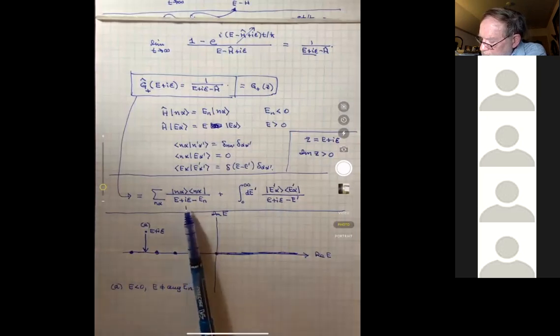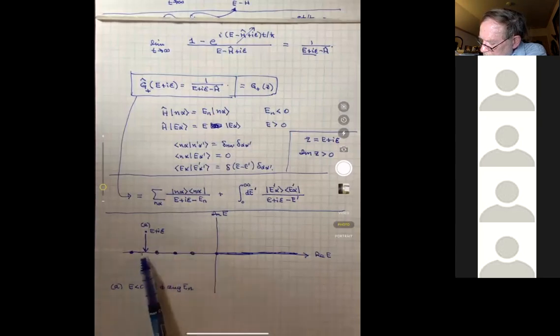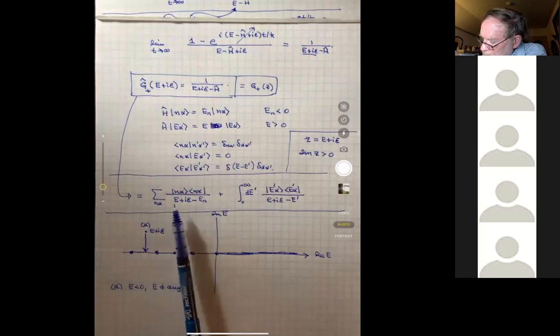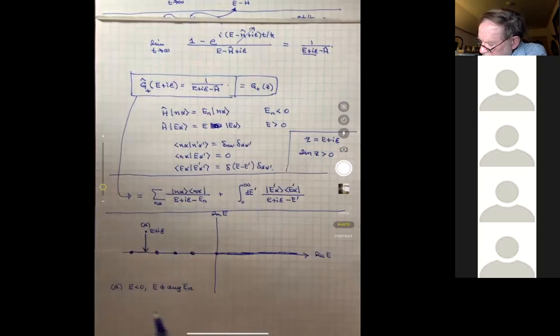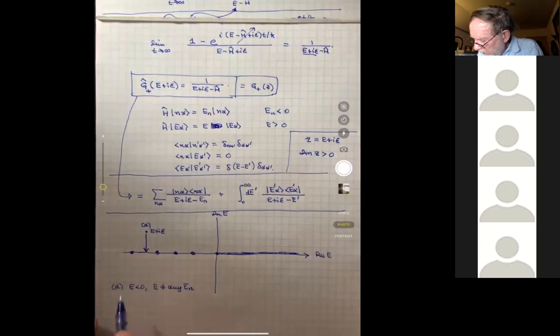As far as the first term is concerned, we're assuming that E is in the gaps, so E is not equal to any of the E_n's. And so once again, this denominator E minus E_n is non-zero for all values of n. Letting epsilon go to zero again just gives you a reasonable expression with no vanishing denominators. And so the result is that in case A, the limit as epsilon goes to zero of G plus of E plus i epsilon exists, and let's just call it G plus of E. We can call it that, okay?